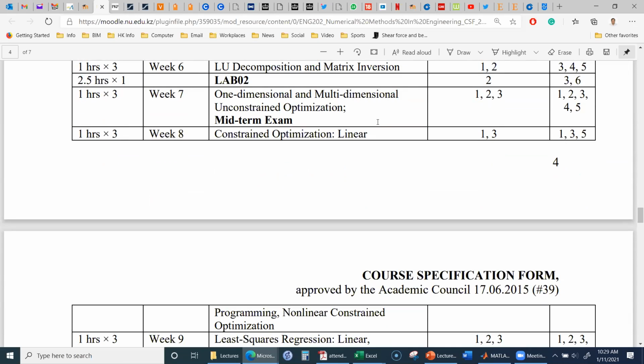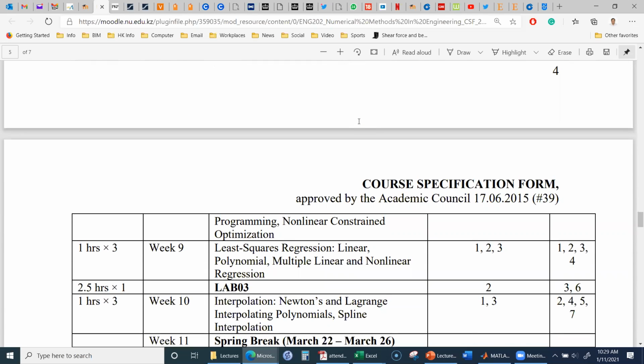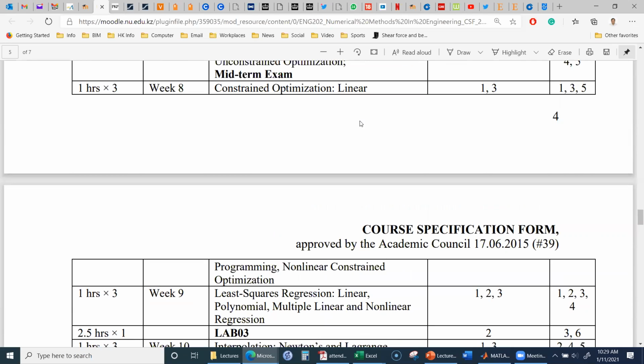And then optimization problems, so one-dimensional and multi-dimensional optimizations. So then I think that by that time there will be a time for the midterm exam. Then another type of optimization is the constrained optimization, linear programming, non-linear constrained optimizations, etc.